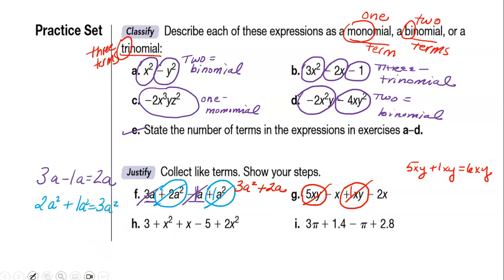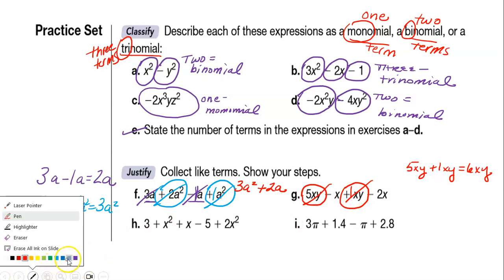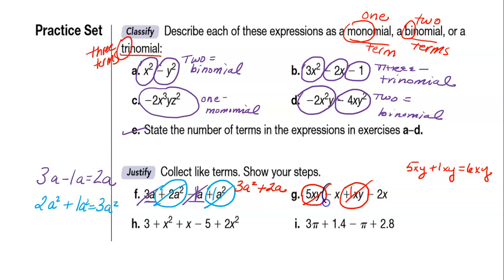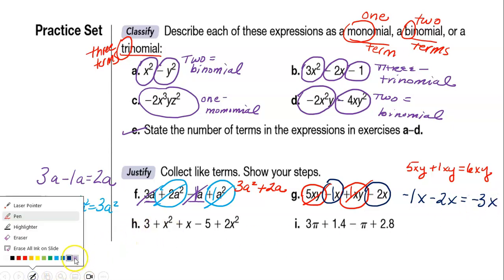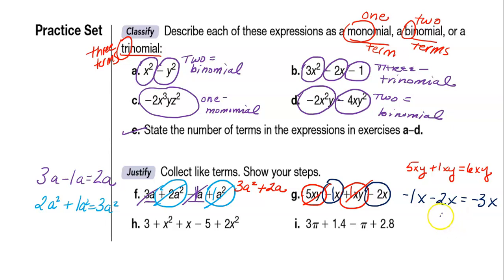So that's done. Let's change colors here. And then I have minus 1x minus 2x. You'll see that I'm taking the operation as the sign. So this is negative 3x. So my answer is going to be 6xy minus 3x. Okay, because I'm going to put this and this together.